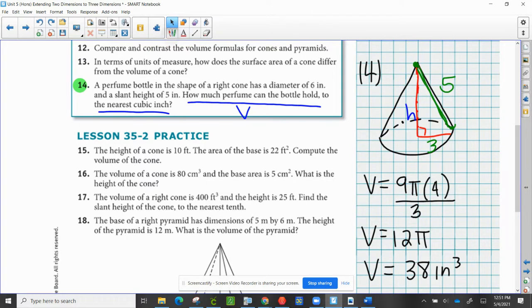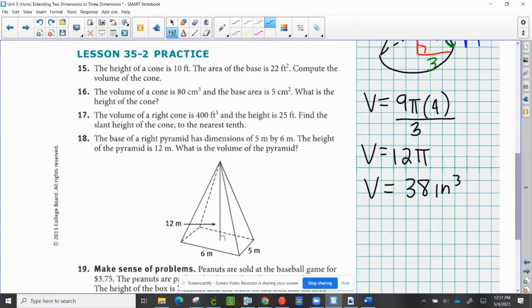Okay, if you did this correctly, you should have gotten that the height was 4. It's a 3, 4, 5 triangle, so you could use Pythagorean triples or the Pythagorean theorem there. So r squared, 3 squared would be 9. 9 pi times the height, 4, over 3. So I just simplified this to 12 pi, put it in my calculator. I think it was like 37 point something. So we round that up to 38 inches cubed.